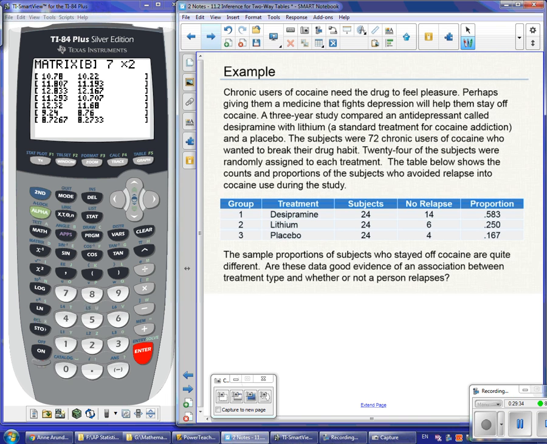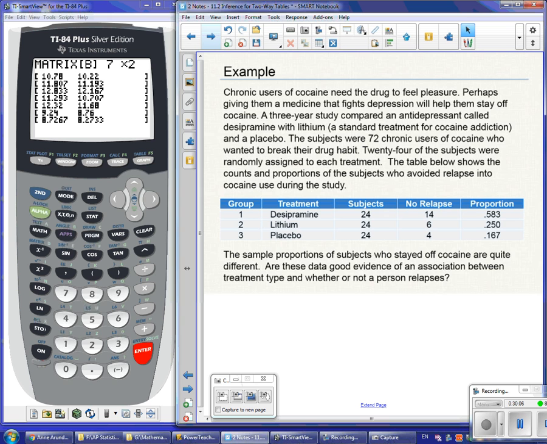So if we take a look at the example, it says chronic users of cocaine need the drug to feel pleasure. Perhaps giving them a medicine that fights depression will help them stay off cocaine. A 3-year study compared an antidepressant called desipramine with lithium, a standard treatment for cocaine addiction, and a placebo. The subjects were 72 chronic users of cocaine who wanted to break their drug habit. 24 of the subjects were randomly assigned to each treatment. The table below shows the counts and proportions of subjects who avoided relapse into cocaine during the study.